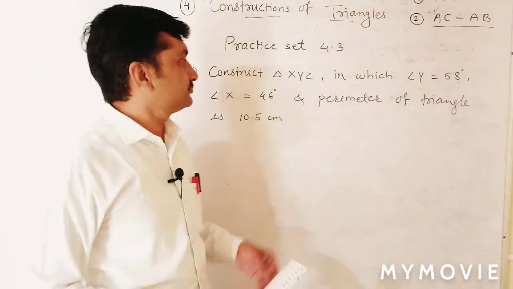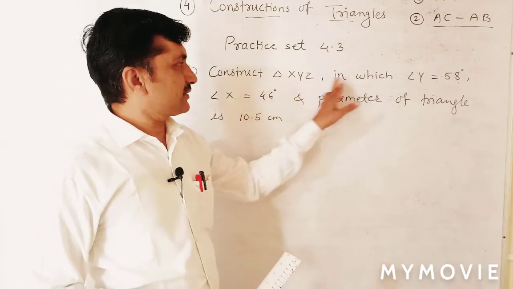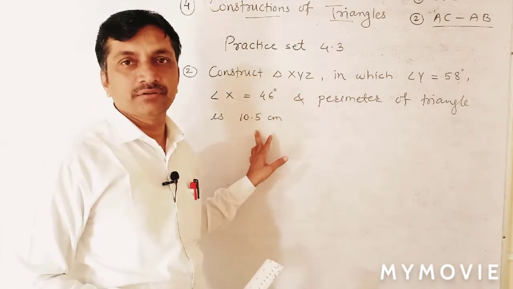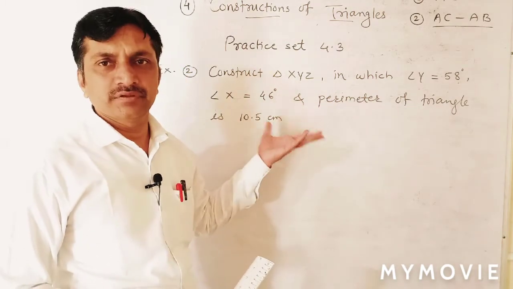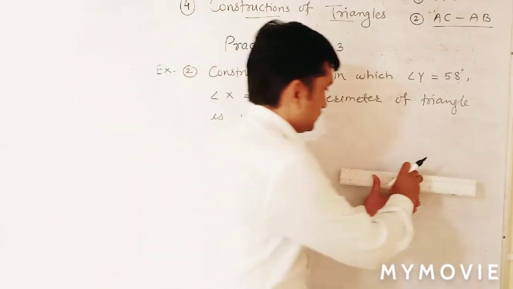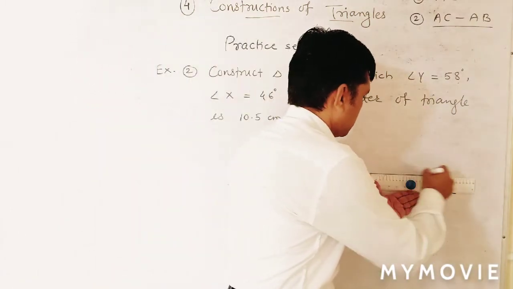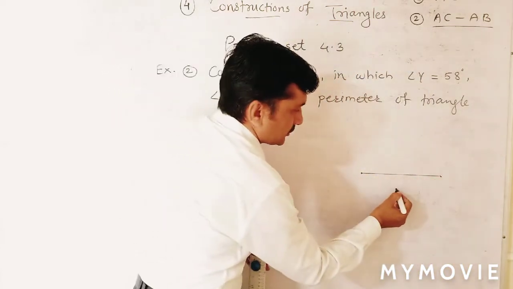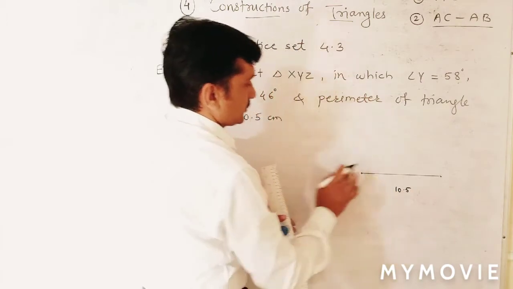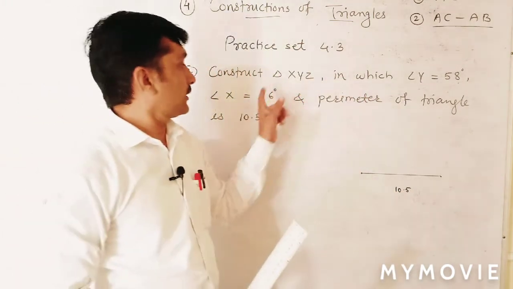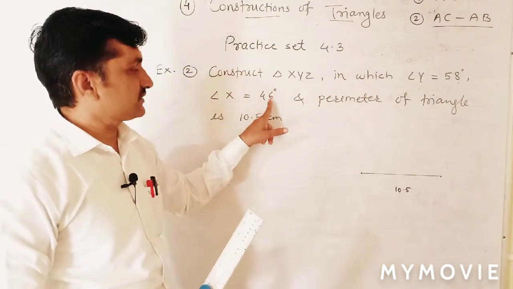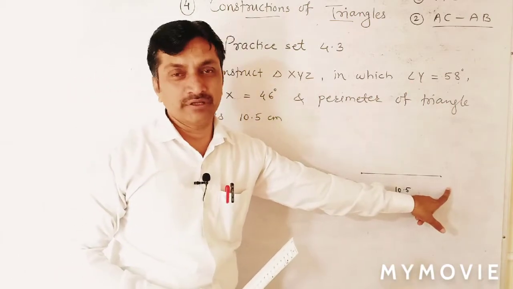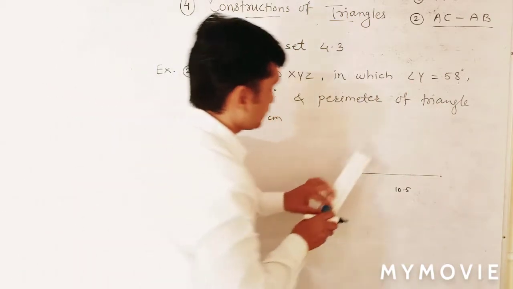Now example number 2. Construct triangle XYZ, angle Y 58, angle X 46, perimeter 10.5. Okay, perimeter means sum of three sides. Now here in the figure, first draw a segment with perimeter 10.5. Angle X is 46. Then half of 46 we will take here. And of Y, half of 58 here. Half of 46 is 23.